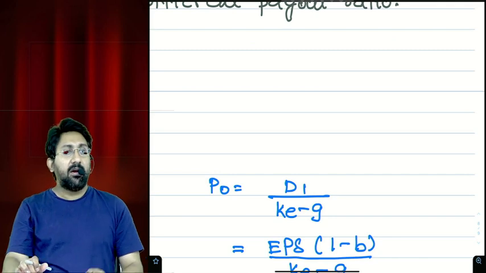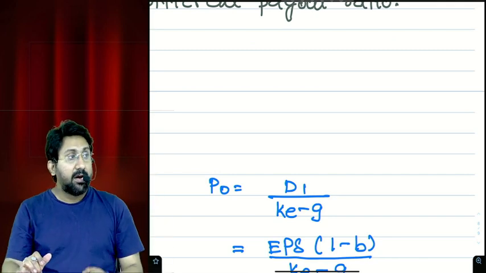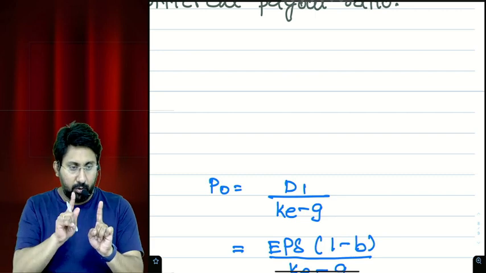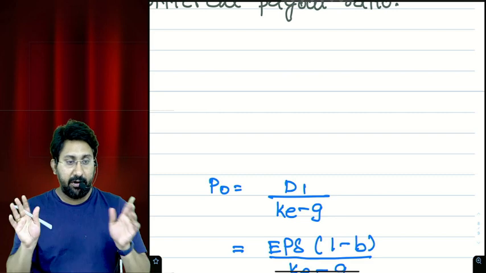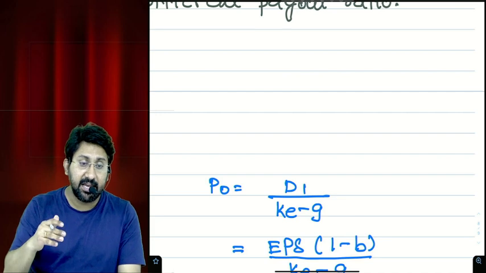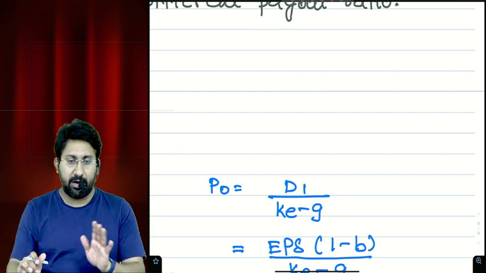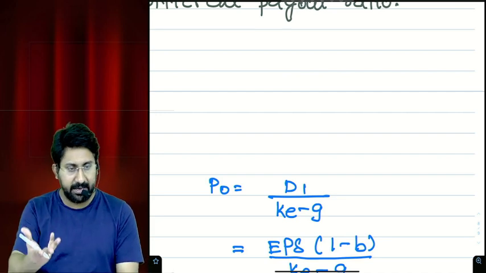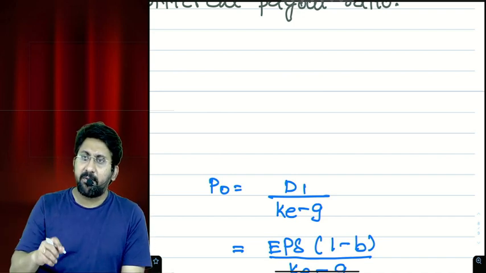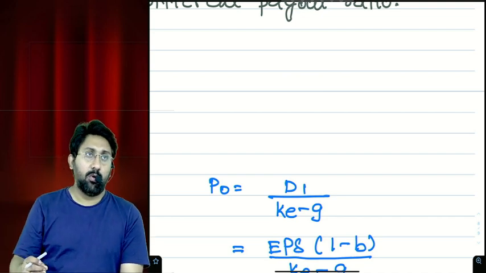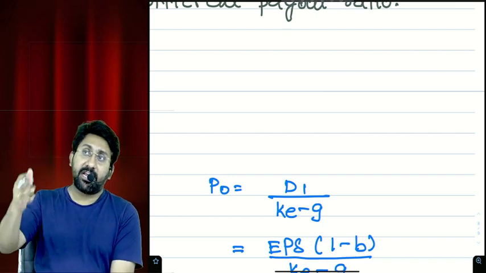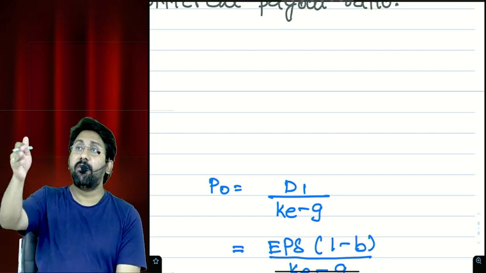What is D1? Dividend at the end of first year. Dividend generates out of what? EPS. So EPS into payout ratio will become dividend. EPS into next year dividend is D1. So next year earnings is EPS 1, or E1, you can take anything. It is expected EPS. Expected EPS entirely will be paid as dividend? No, it will be payout ratio multiplied. So EPS of the next year into that year payout ratio will give you the answer.